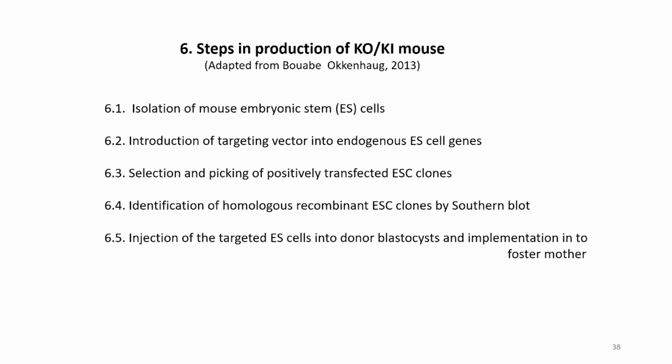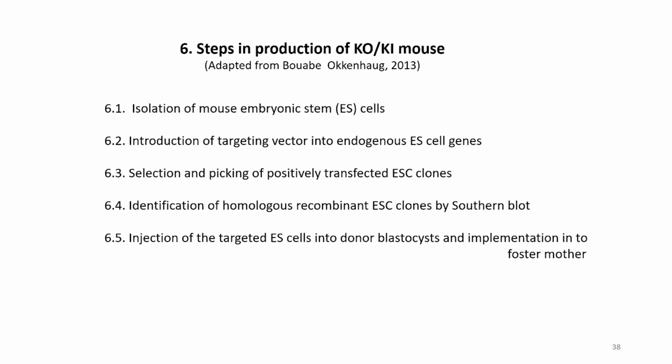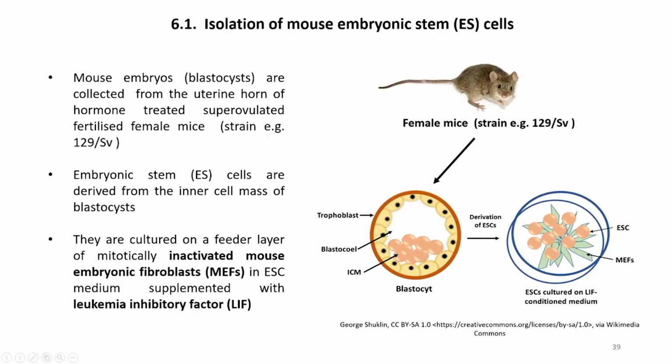We have to start with isolation of mouse embryonic stem cells, then introduction of targeting vector into endogenous embryonic stem cell genes, and then selection and picking of positively transfected ESC clones, identification of homologous recombination ESC clones by Southern blot, then injection of the targeted embryonic stem cells into donor blastocysts, and implantation into foster mothers.